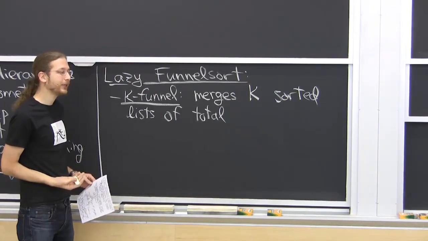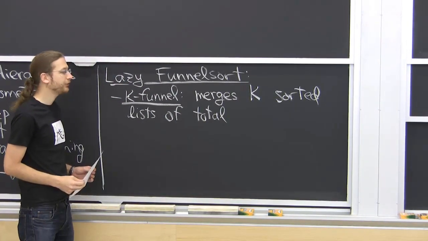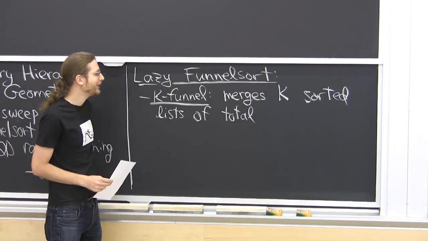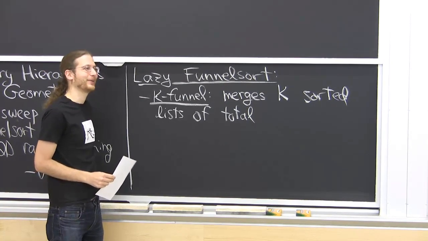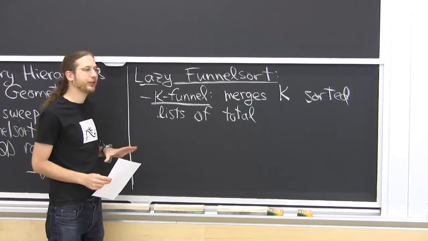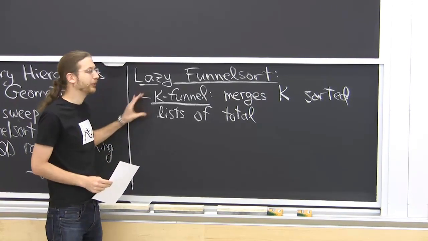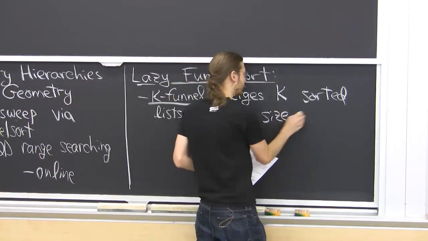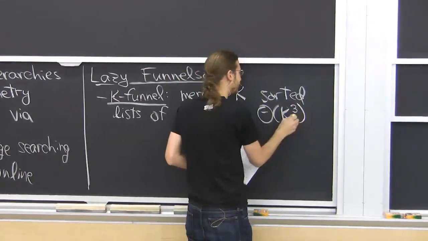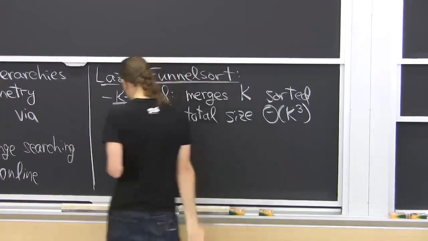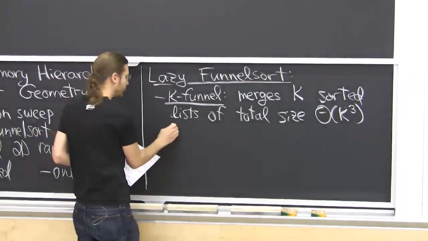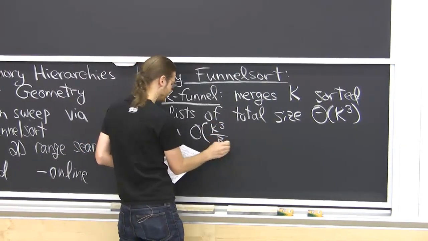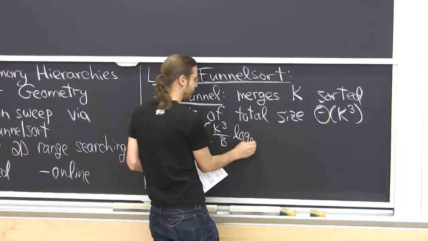Cache-obliviously, you don't know what m and b are, so it's hard to do m over b way merge. So instead, you basically do n way merge. Not quite n way, I can't afford that, but it's going to be n to the 1/3 way merge sort. And the big question then becomes, how do you do a merge? And the answer is with a funnel. And so the heart of the algorithm is a funnel. So if you have k sorted lists that are big, size k cubed, then you can merge them in basically the optimal bound.